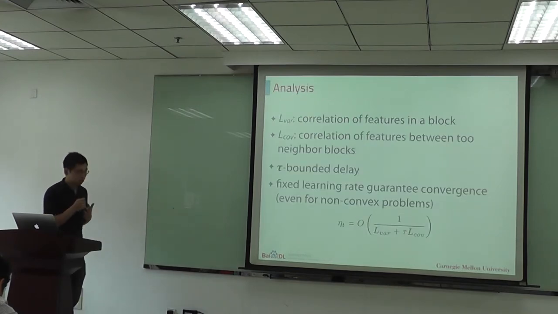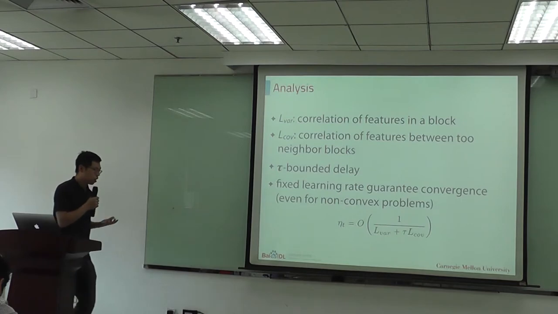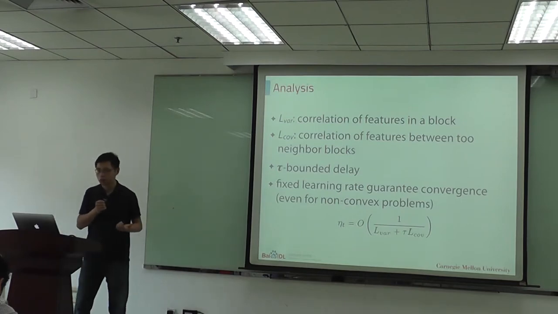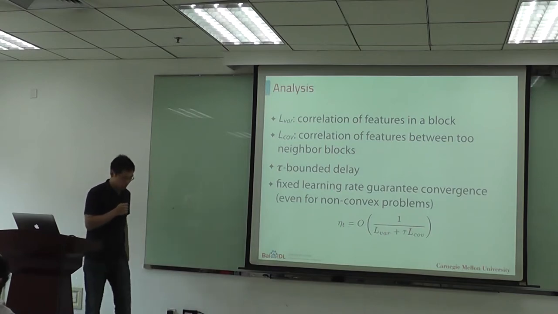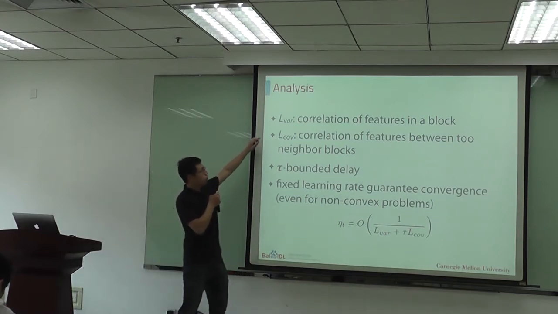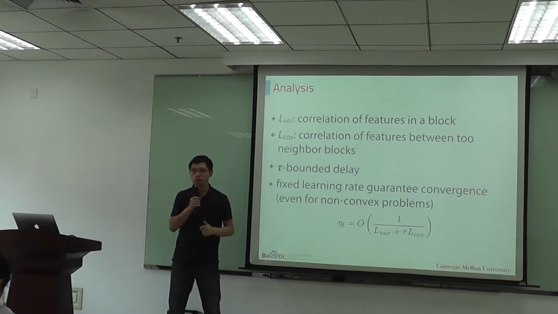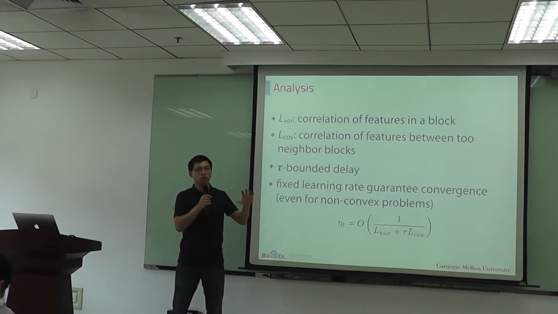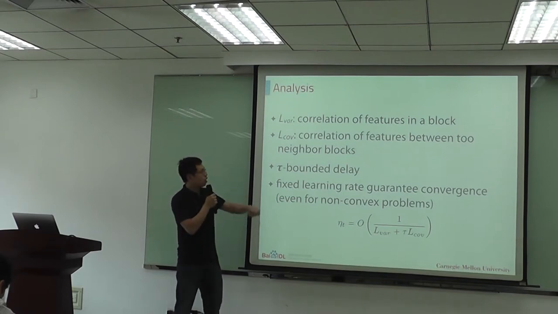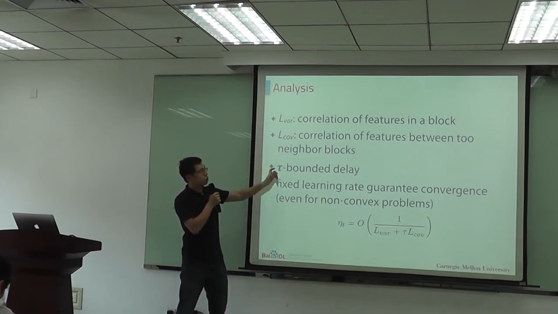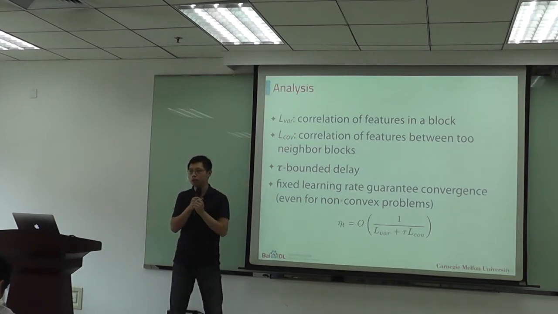So in theory, how does it work? How do you view that? Here are two important things. First, how the features in the block are correlated. If all the features are not correlated, it's perfectly fine, we can update using a large step. And next, how the features between two blocks are correlated.